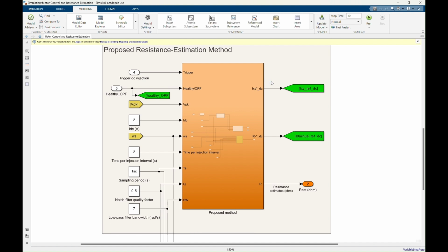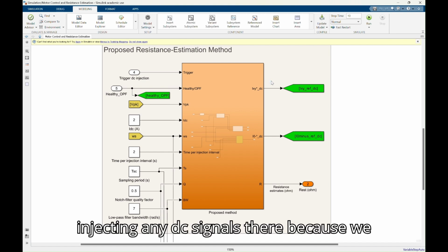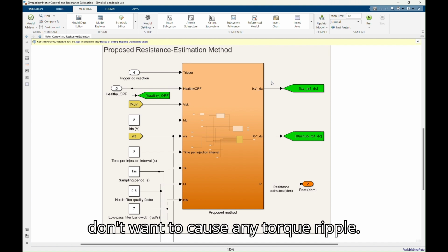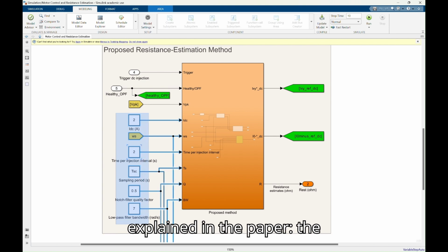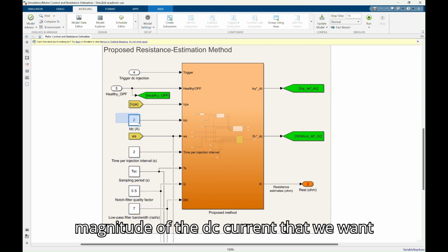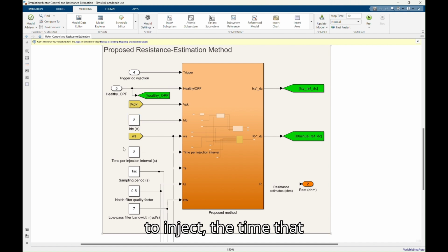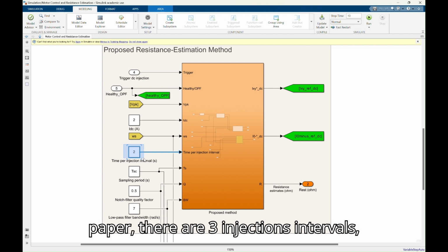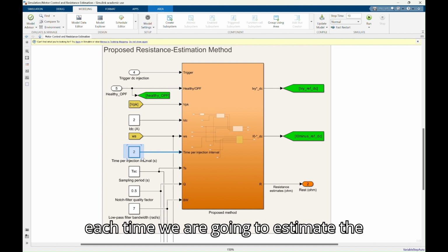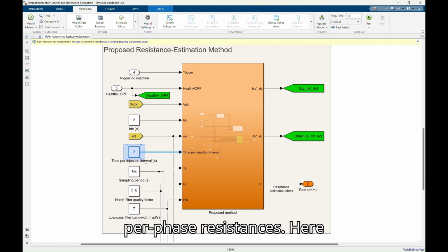We are not injecting any DC signals there because we don't want to cause any torque ripple. Here we also have some inputs that are explained in the paper: the magnitude of the DC current that we want to inject, and the time that each of the three injection intervals lasts, because as explained in the paper, there are three injection intervals.